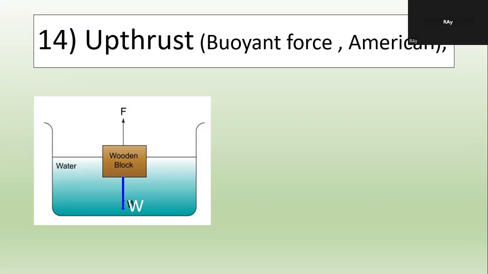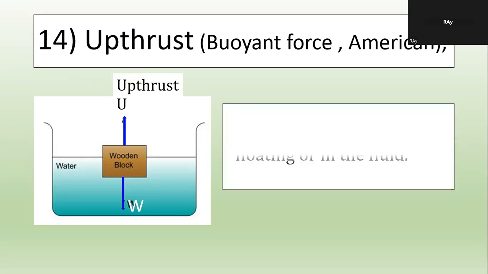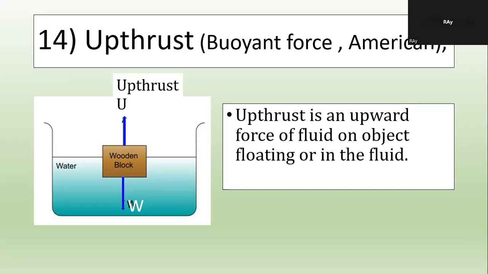When we put a wooden block in water, it will float. Call that upthrust. I use U. Your syllabus uses it as F. Doesn't matter. And the weight is W. Upthrust is the upward force of the liquid on the object floating. It's the upward force of the liquid pushing up on the wooden block.